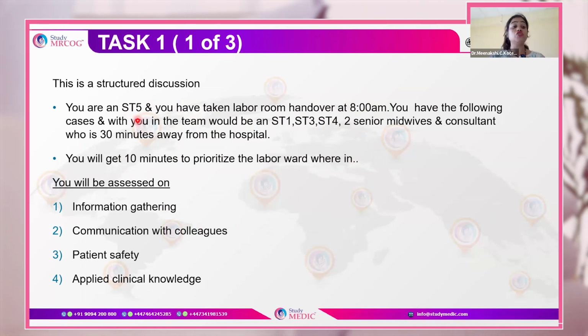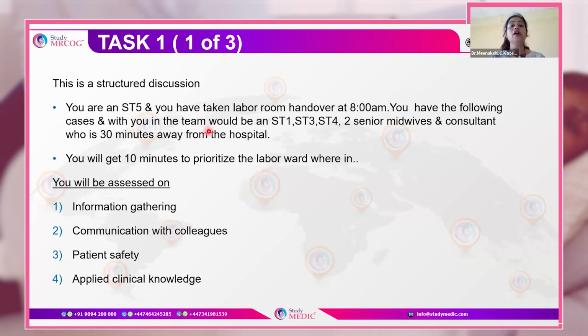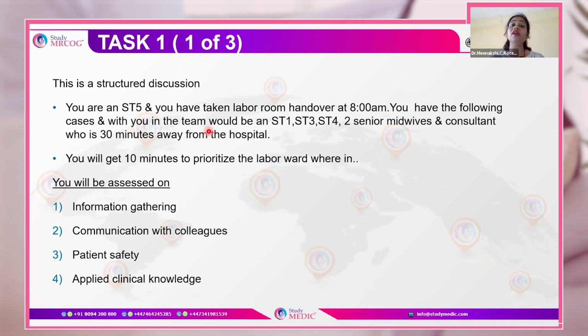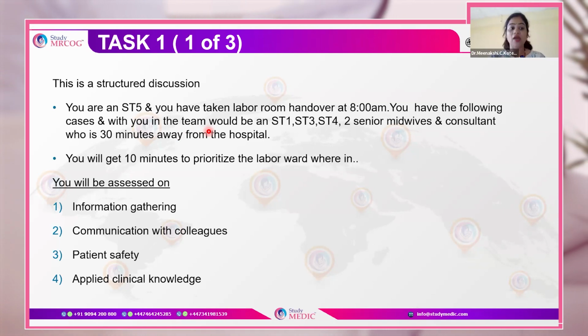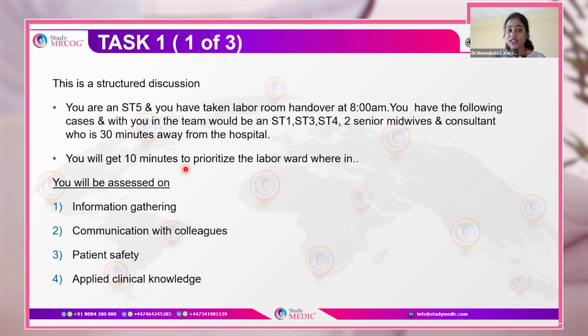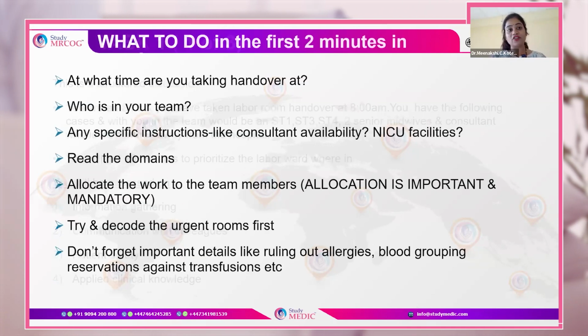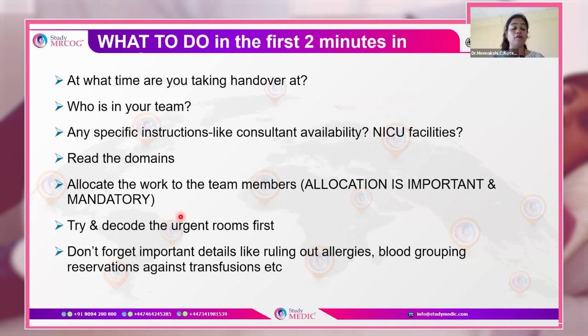So when it shows that the consultant is 30 minutes away from the hospital, you need to see if there are any urgent rooms. You might have to call when intervention is required, right? So you'll have to inform them about the cases beforehand. And then you get 10 minutes to prioritize, and there are 4 domains on which you're being tested. So when you get the first 2 minutes, what are you supposed to do in that labor ward prioritization?